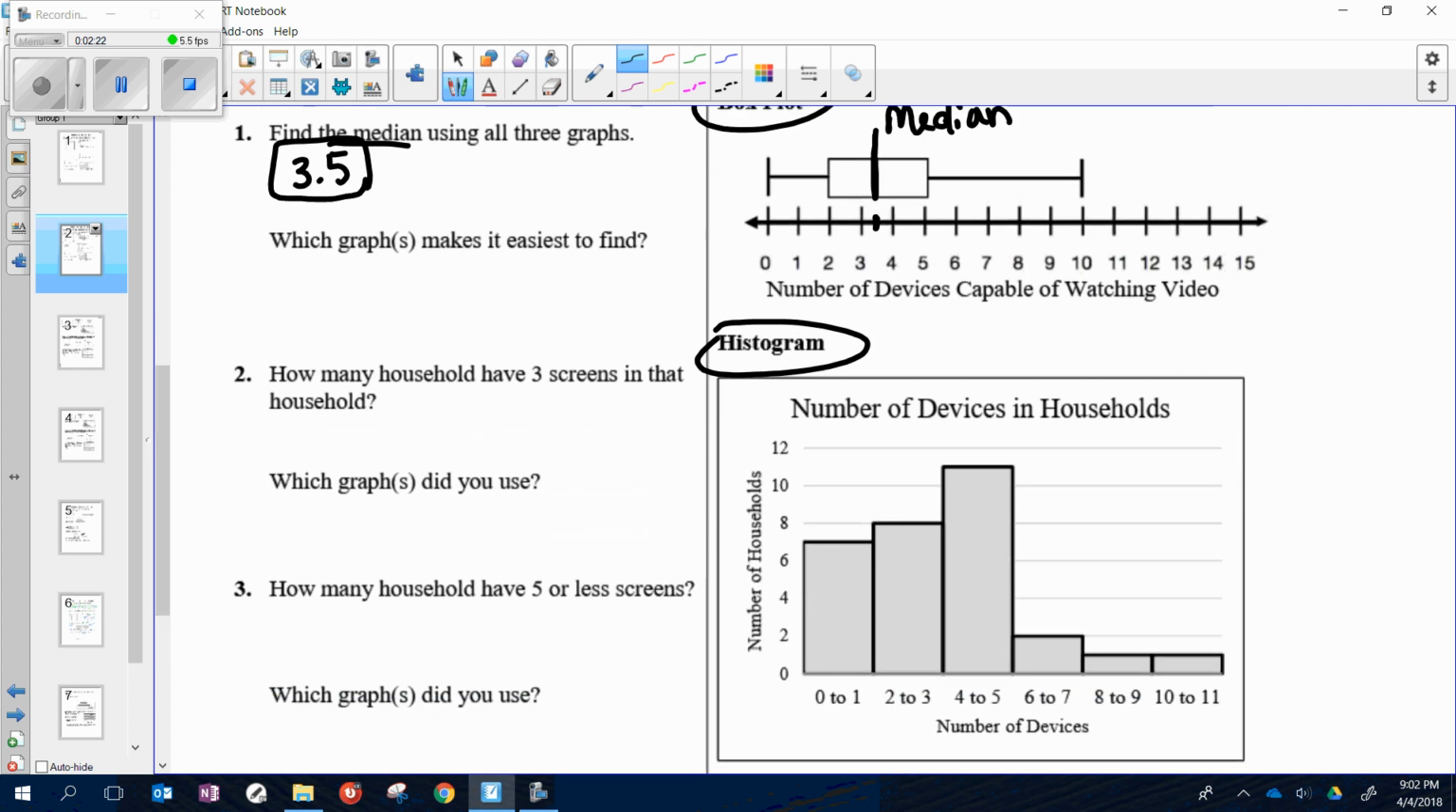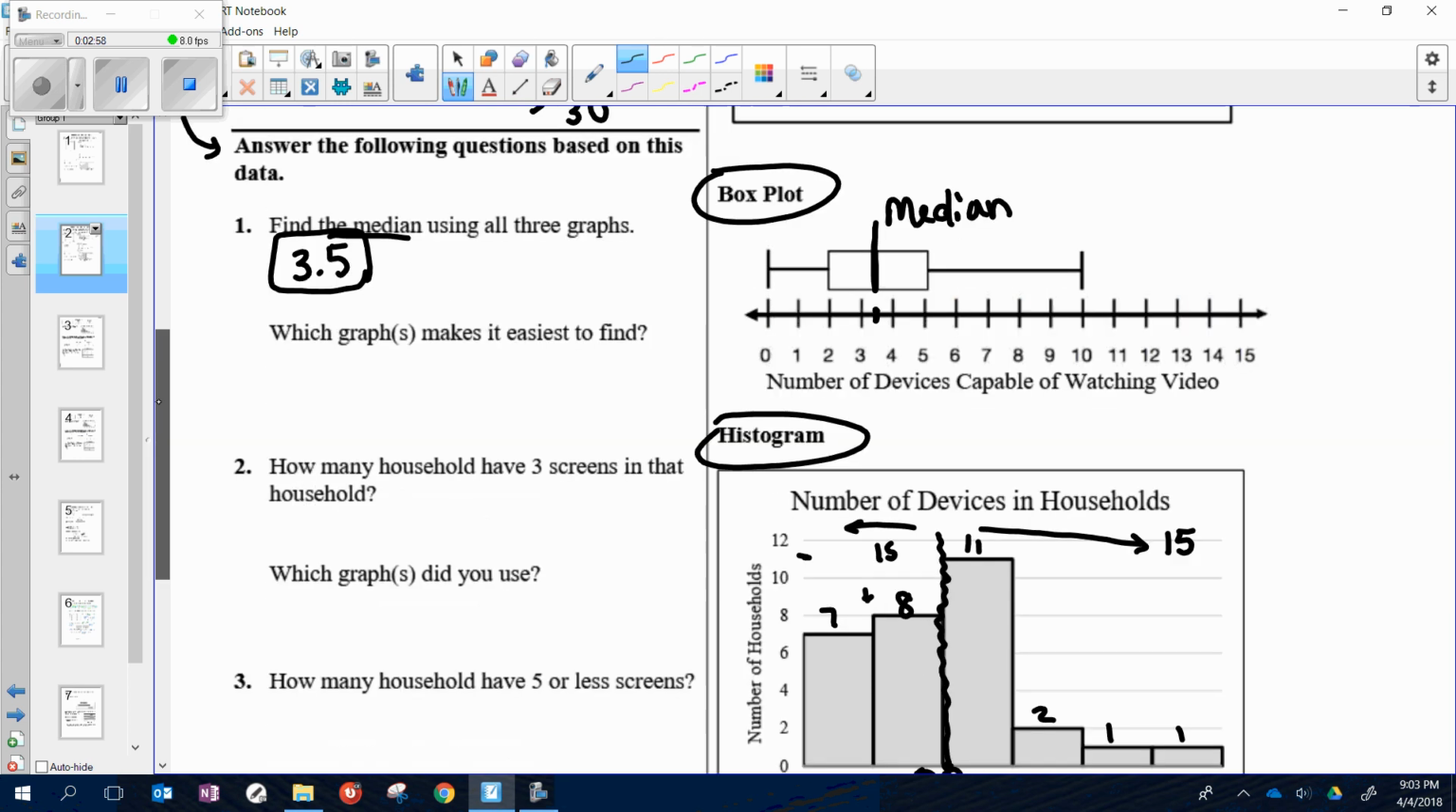On a histogram, let's see. Well, for the median, we're going to have to look at the frequency, the height of each bar. This one goes up to 7, this one goes up to 8, this one goes up to, looks like 11, this one goes up to 2, and then 1, and then 1. So again, our magic number is the 15th data value. Counting from the left, that falls right here. We got 7 plus 8, that's 15 over here. And then 11, 2, 1, and 1 is 15 over here. Again, the median is between the 3 and the 4, so I agree with 3.5.